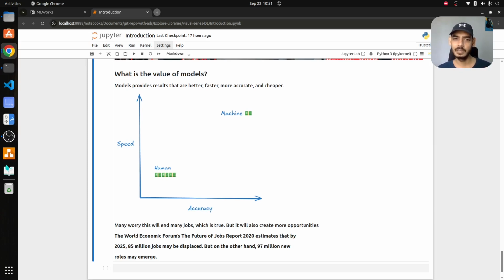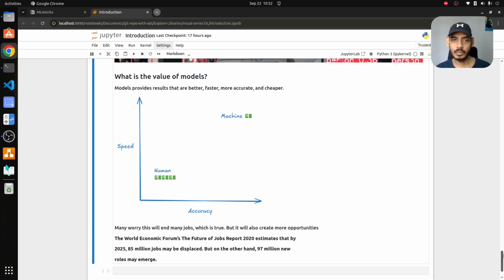Now, what is the value of these models that we are building? The idea is we use these models either to automate a specific process, or if the model is able to handle a complex decision making, then we tend to replace a human worker as well. So this also worries many people because this will end many jobs, which is also true, but it will also create many opportunities. According to a report on the future of jobs, it was said that by 2045, that is this year, 85 million jobs will be displaced. But on the other hand, there are 97 million new roles that may emerge, which will be purely specific to AI or integration of AI with existing technologies.